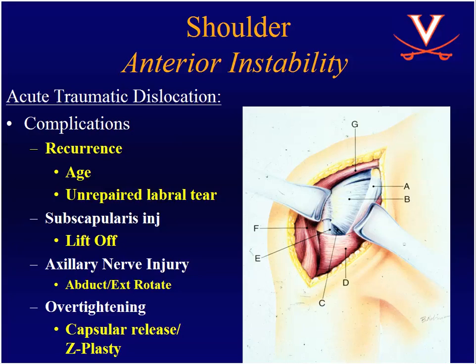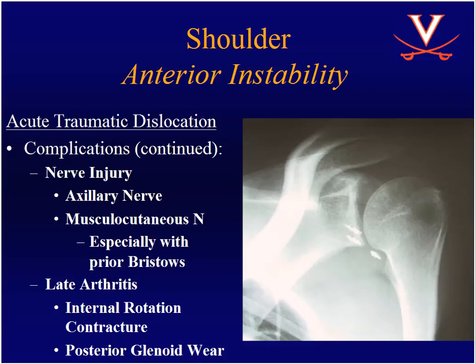The other complication with open shoulder procedures for shoulder instability is to make the subscap and capsule too tight. If that happens, people lose external rotation. And the treatment, the classic treatment, is a Z lengthening of the subscap. Other complications, we've already discussed nerve injuries on EMGs, particularly in older patients, late arthritis, which involves posterior glenoid wear, and the famous migrating hardware.